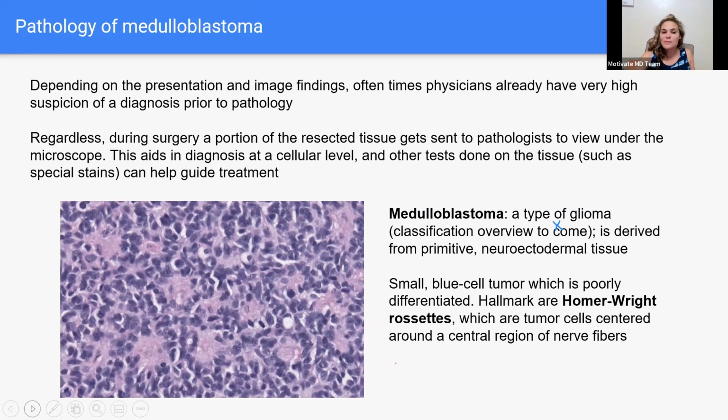For medulloblastoma specifically, it's characterized by what are called Homer-Wright rosettes. These are tumor cells. You can see all of these darker purple things, these tumor cells surrounding nerve fibers. What's pink in the middle here is a nerve fiber, like a cross section of it. All of these are called Homer-Wright rosettes. And when you see those, you're like, oh, that's medulloblastoma.